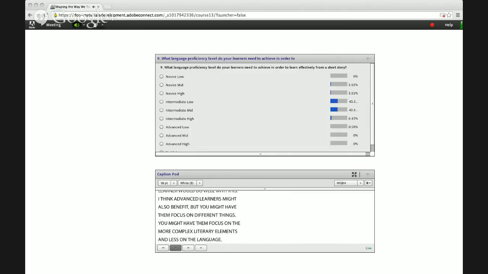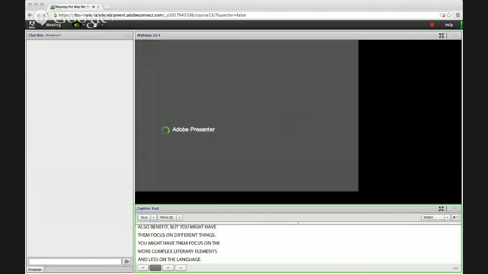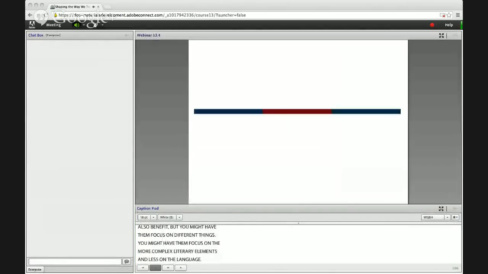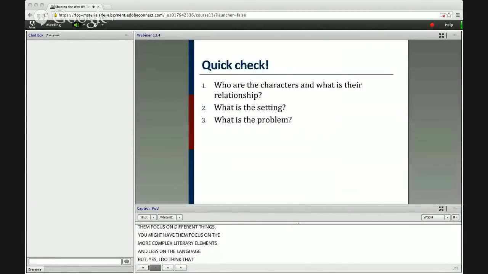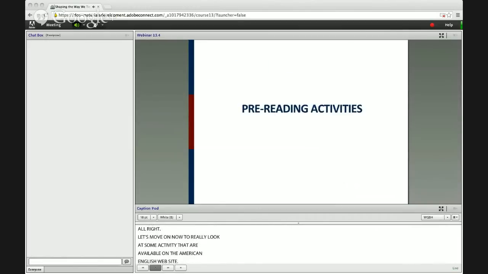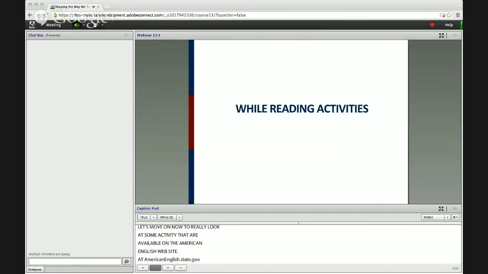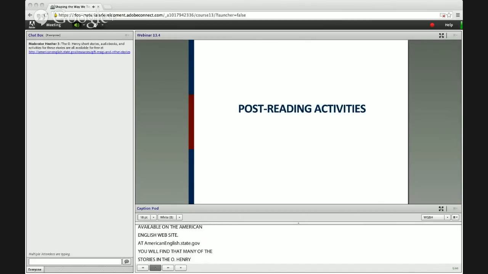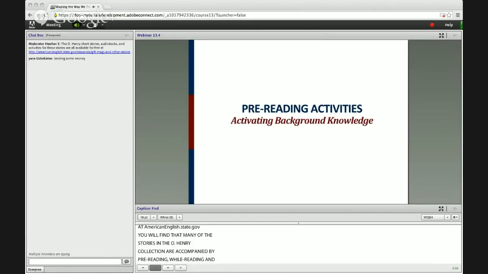All right, let's move on now to really look at some activities that are available on the American English website. At americanenglish.state.gov, you'll find that many of the stories in the O. Henry collection are accompanied by pre-reading, while reading, and post-reading activities. And for the gift of the Magi, we can check out some pre-reading activities.